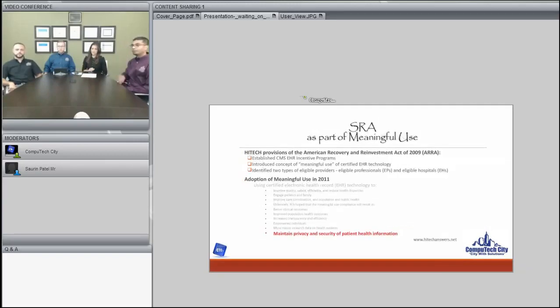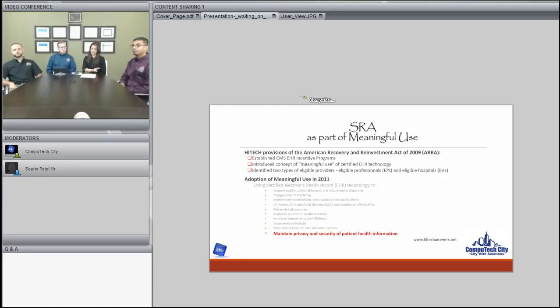So just to introduce security risk assessment and meaningful use, I'm sure you've all read about this many times, but going back to 2009, the HITECH provisions of the American Recovery and Reinvestment Act in 2009 established the CMS EHR incentive programs. And then they introduced the concept of meaningful use. It started in 2011 with it ending in 2016. And that was the introduction of certified EHR technology.